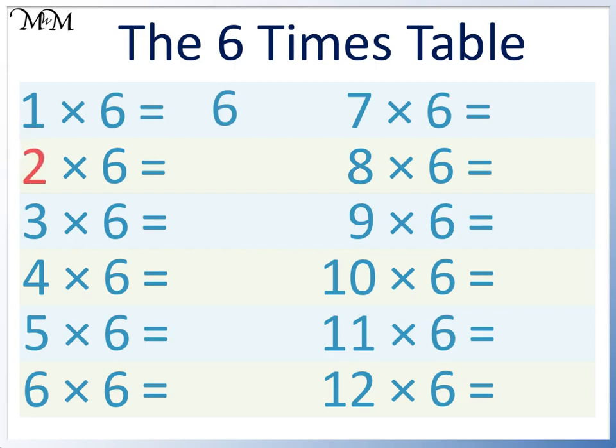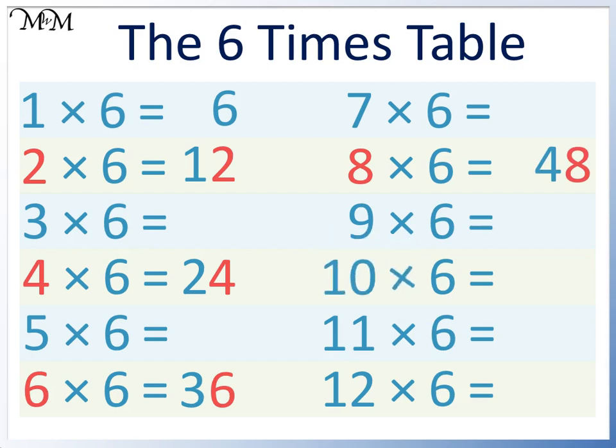For 2 times 6 we can write the 2 and halve it to get 1 in the tens. For 4 times 6 we write 4 and halve it to get 2 in the tens. For 6 times 6, we write the 6 and halve it to get 3 tens. For 8 times 6, we write 8 and halve it to get 4 tens. This trick only works for 2, 4, 6 and 8 times 6.